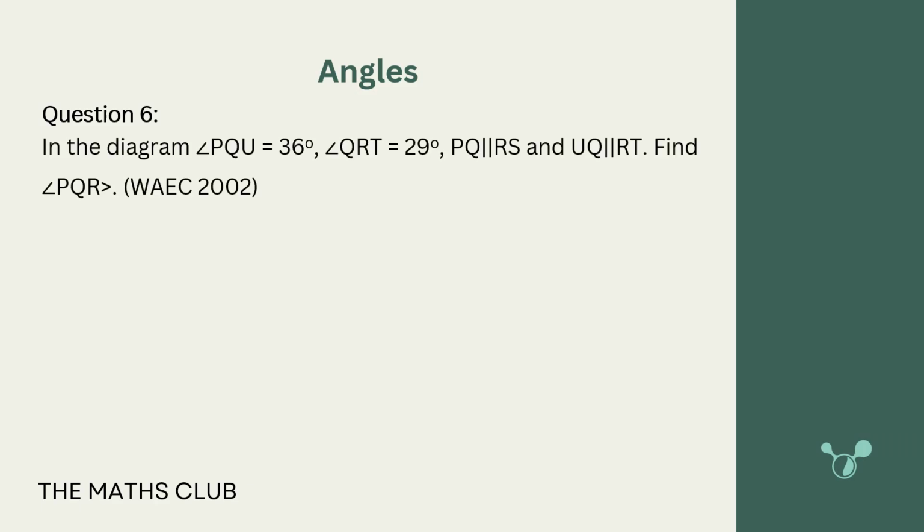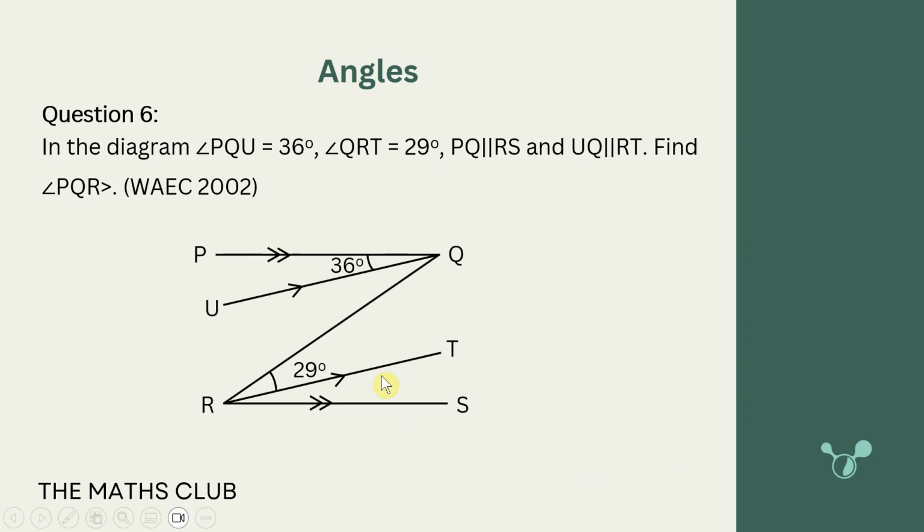Question 6 now says that in the diagram, angle PQU, let's see this, so this is PQU, is 36 degrees. Angle QRT is 29 degrees. PQ is parallel to RS, and you can see these two arrows. And UQ is parallel to RT, one arrow. Find the value of PQR. So this is P, Q, this is R. So we need to find the total. We know one part is 36 degrees.